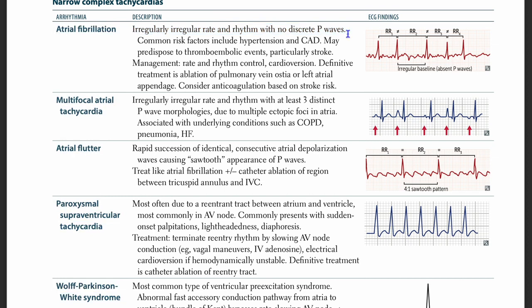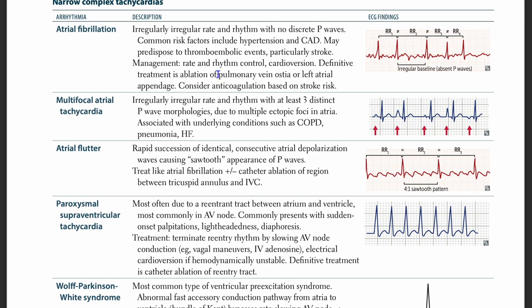Okay, so common risk factors include hypertension and coronary artery disease, may predispose to thromboembolic events, particularly stroke. Management is rate and rhythm control, cardioversion. Definitive treatment is ablation of pulmonary vein ostia or left atrial appendage. Consider anticoagulation based on stroke risk.